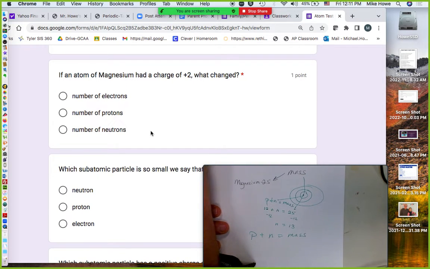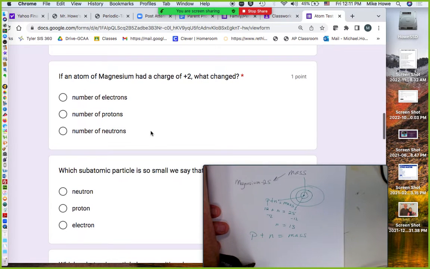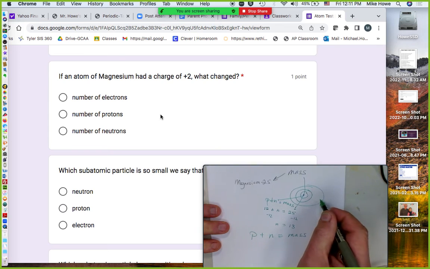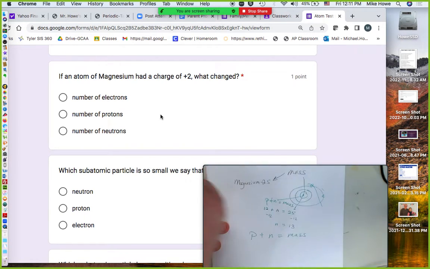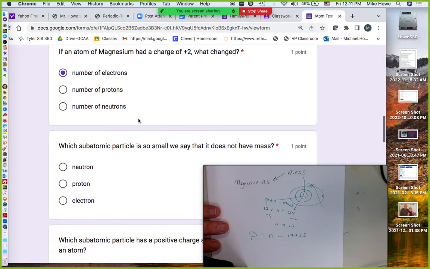All right, I kind of just talked about this question. If the magnesium had a +2 charge, what changed? Well, since the electrons are on the outside of the atom here, it's the electrons that change. The things that are on the outside of the atom can come and go. That's why we've been working recently on the valence electrons, because that's what changes. So the number of electrons would change to make the charge.